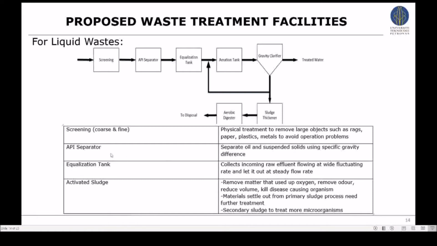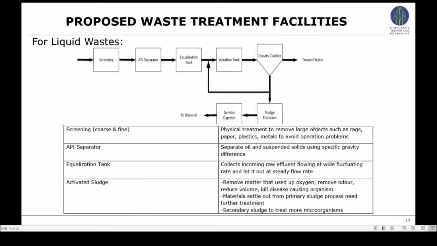After the API separator, it will go through the equalization tank, where it will collect the incoming raw effluent flowing at a widely fluctuating rate and let it out at a steady flow rate. The advantages of the equalization tank are that it can control the pH of the system, it can also minimize the usage of chemicals, and the equalization tank is said to be economically beneficial.